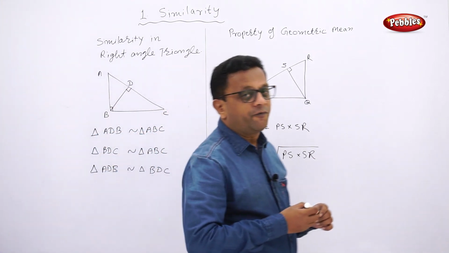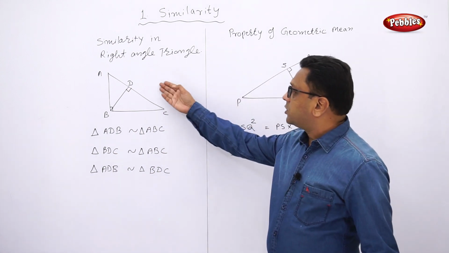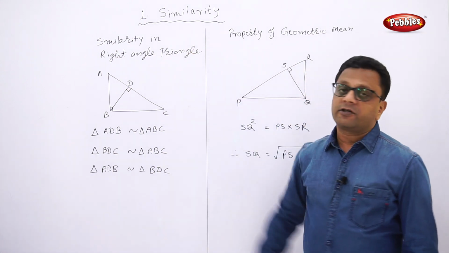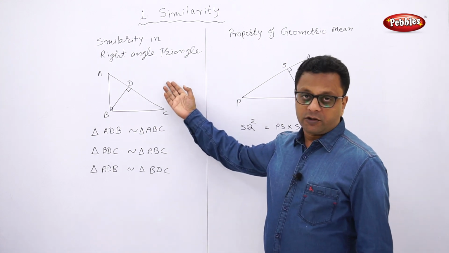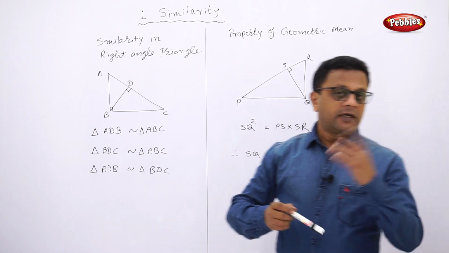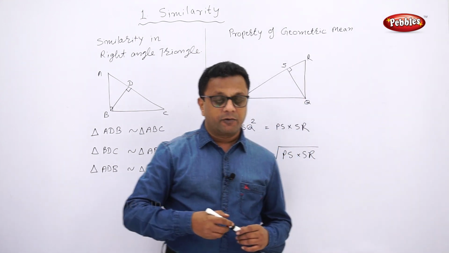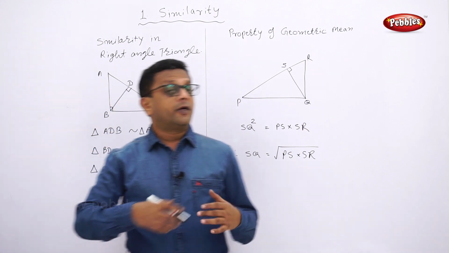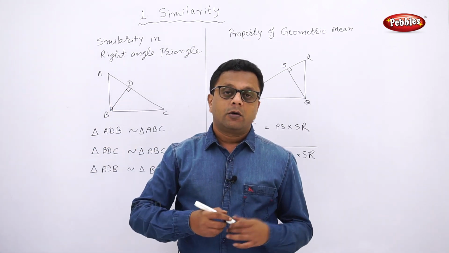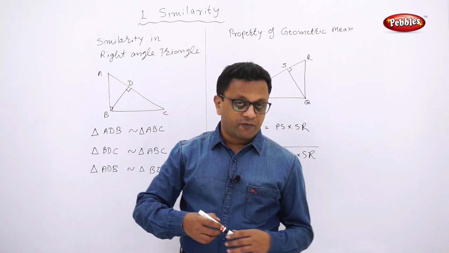Both the properties are very easy. Rather, this similarity in the right angle triangle you can use for proofs in Pythagoras theorem. Okay, so now let us see the Pythagoras theorem, which is the theorem in this topic, and then we'll solve few examples, and then we'll go to 1.5, exercise 1.5.